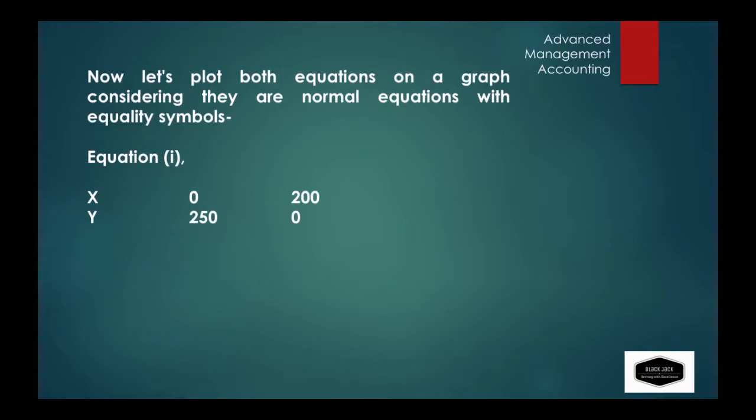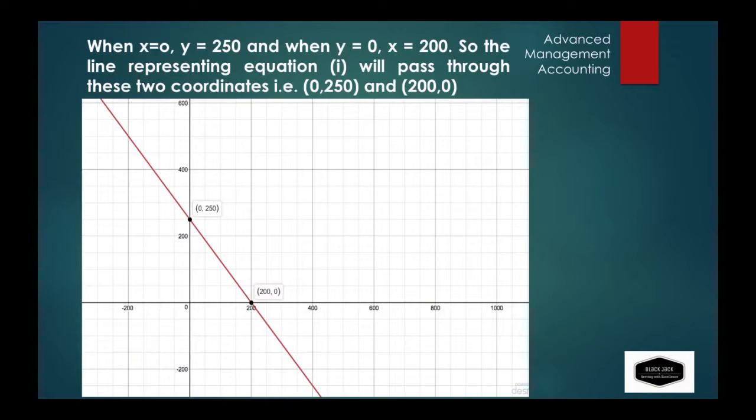Now let's plot both the equations on a graph, considering they are normal equations with equality symbols. So the values of x and y are as follows. The values come out to be that when x is 0, y is equal to 250, and when y is 0, x is equal to 200. So the line representing equation 1 will pass through the coordinates (0, 250) and (200, 0).